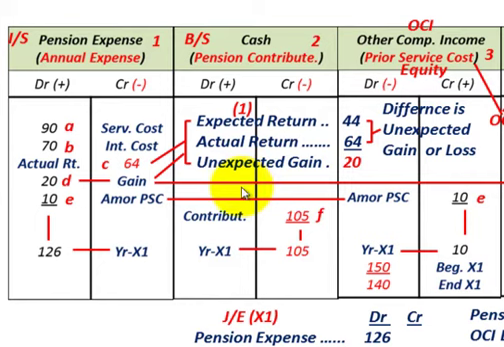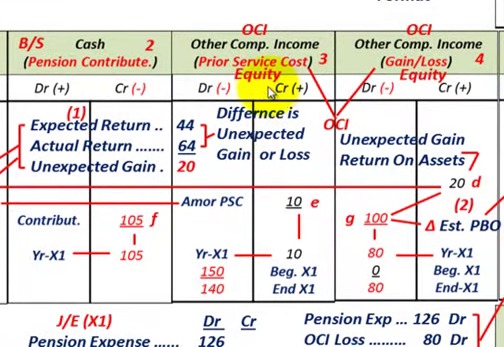Okay, then finally, moving on to our cash account. We're going to have some contributions to the pension plan of $105,000 for the year. So that's going to be our year-end amount, $105,000. Now let's move over and work with other comprehensive income. That's an equity account on our balance sheet, and we have to break that out between the prior service cost amounts and any gain or loss on the pension plan.